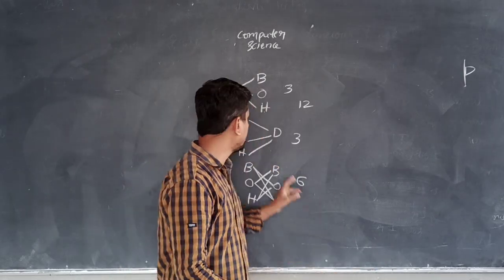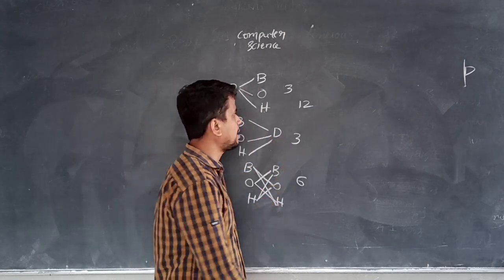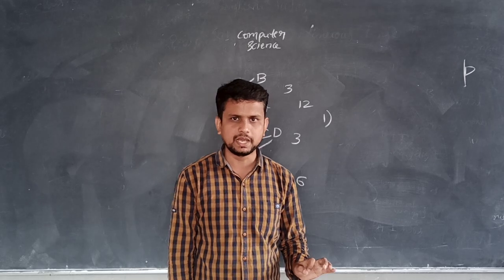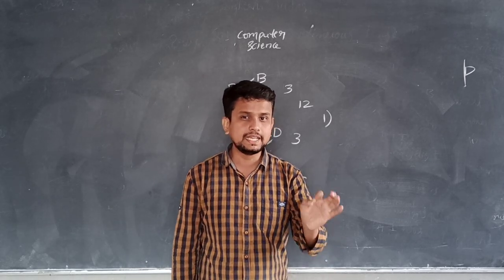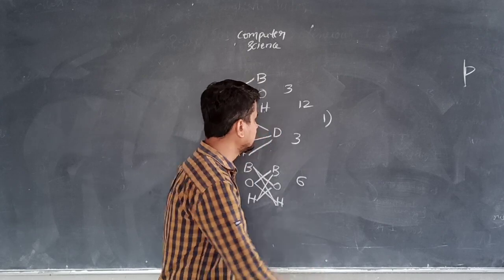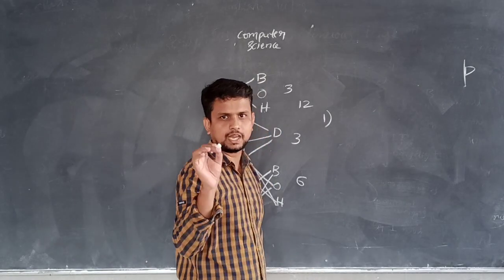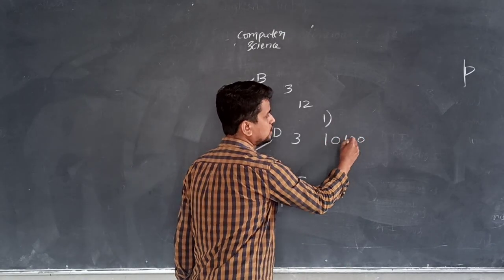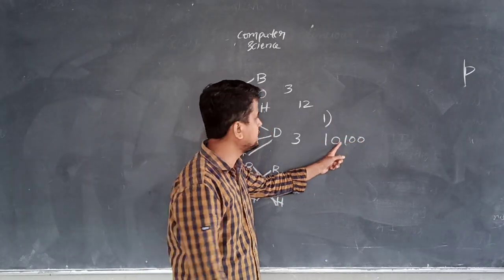Now binary to decimal conversion, what is the approach? What is the first step? The first step is multiply each binary digit by its positional weight. So that is the first step. Let us take one example so that you can understand very clearly. I am taking this example: 10100. Which number is this? It is a binary number.